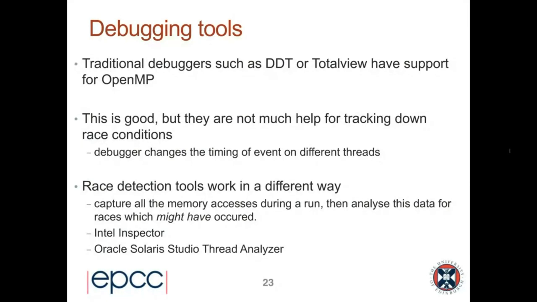So think a bit about tools. Traditional debuggers, even plain old ones like GDB, but also more sophisticated GUI tools like DDT or TotalView that you might come across on HPC systems, do have support for OpenMP. That's good, but they're not really that much help for tracking down race conditions and non-deterministic behavior, because running under the debugger changes the timing of events that happen on different threads. That can just make the race condition go away.